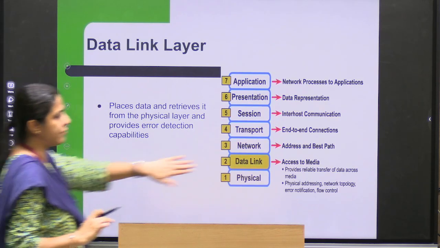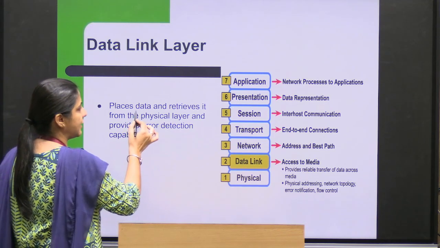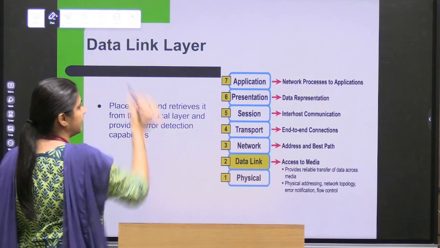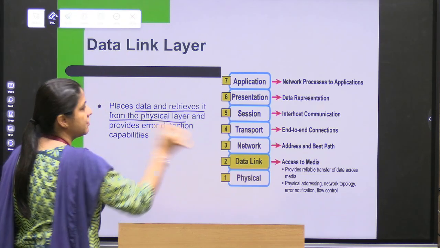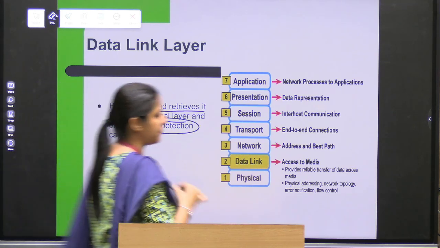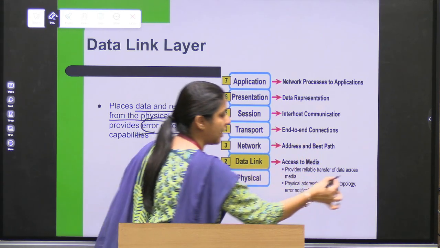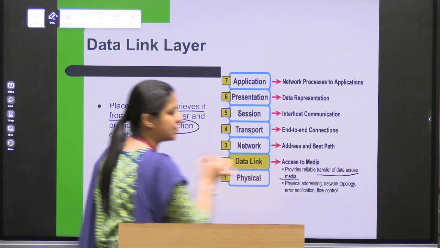Next layer we have with us is the data link layer. The data link layer places the data and retrieves it from the physical layer, and it provides error detection capabilities. It will help us to access data from the physical media and transfer the data across the media.